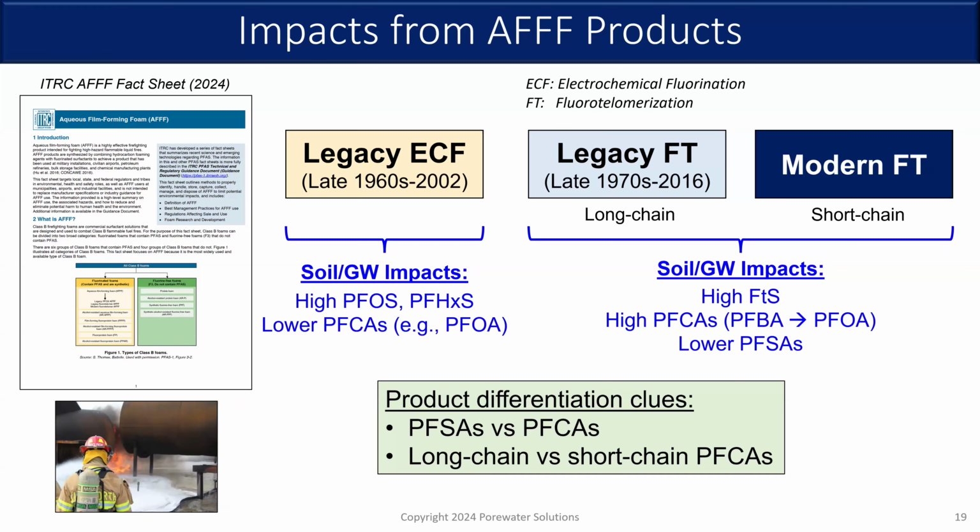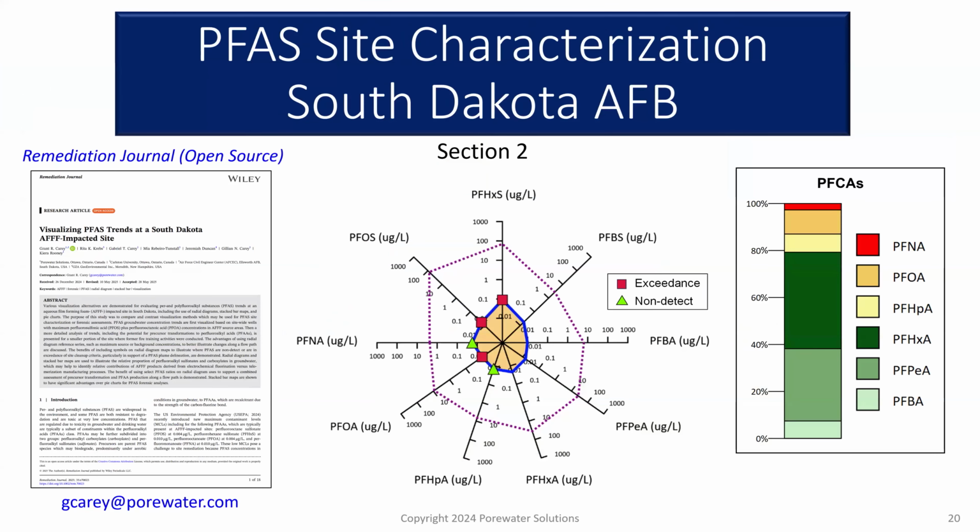And the modern FT products really are more focused. They were replacement using just short chain. So if you see a mix of long and short chain compounds from fluorotelomer, then you know you had the older products being used. If it's really focused on the short chains almost entirely, downgradient of an AFFF area with FT daughter products, so we know that was probably a modern FT product.